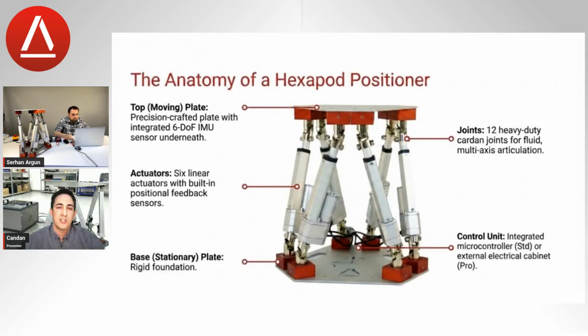So again, back to the Stewart platform, also known as a hexapod positioner. A Stewart platform consists of 5 major parts, as you can see here next to us. The first 2 parts are very similar, identical to each other: the plates. We have 2 plates. One is generally the one that is moving, that's the top plate. And the second plate is the base plate, where all the legs are mounted.